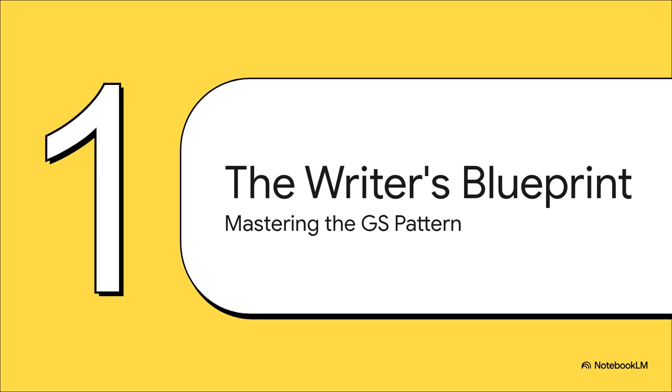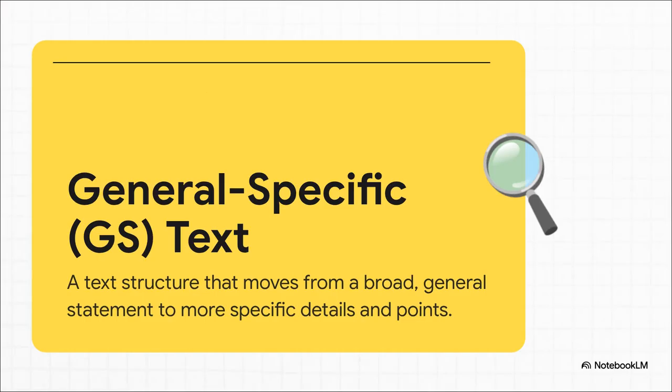We're calling this the writer's blueprint, and it's all about mastering a structure known as the general to specific pattern, or just GS for short. This thing is an absolute cornerstone of clear and effective communication. You know, the concept itself is incredibly simple, but its power is huge. You just start wide with a big general statement that gets your reader on the same page as you, and then you systematically narrow your focus, guiding them step by step down a logical path.